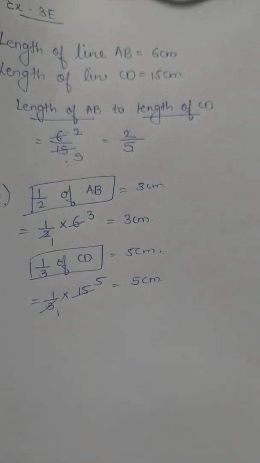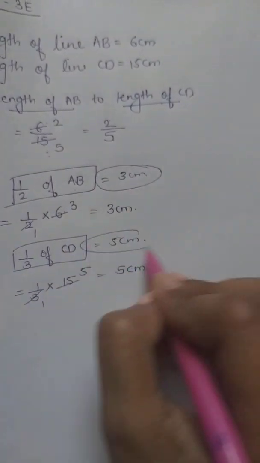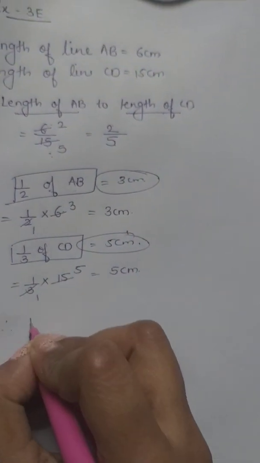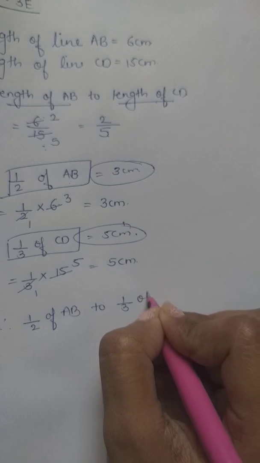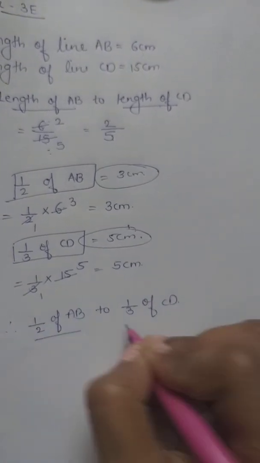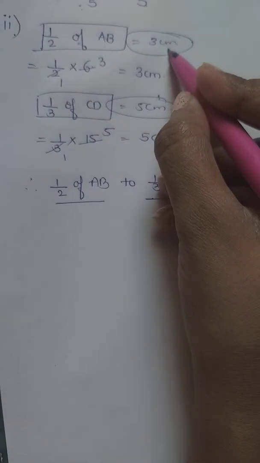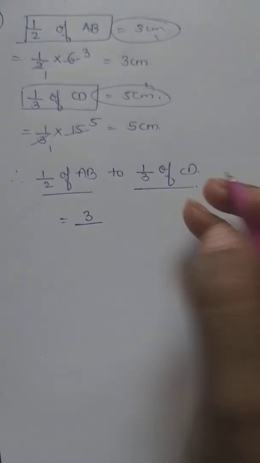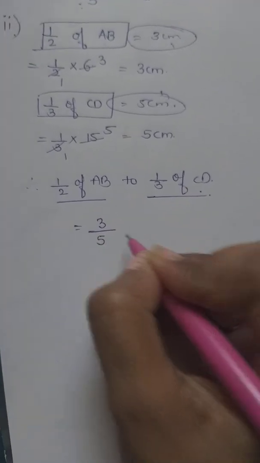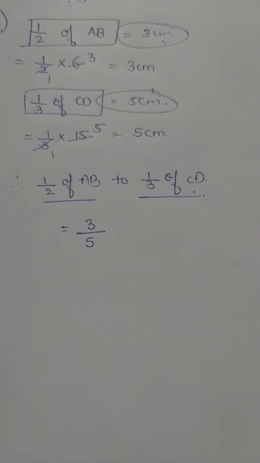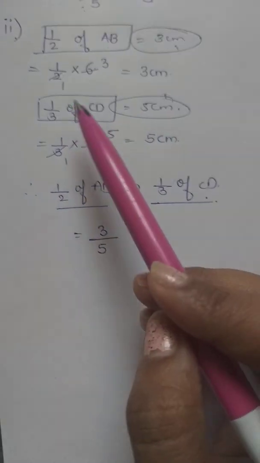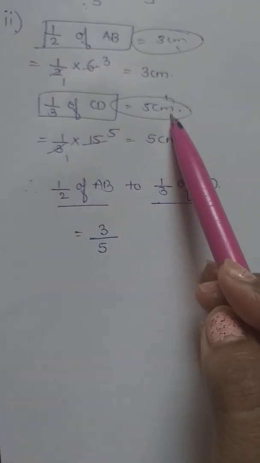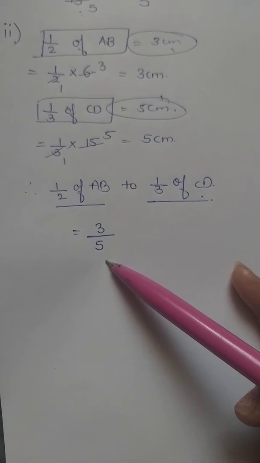Is it clear? What is given in the question? We have to write half of AB to 1/3 of CD, numerator to denominator. What is the numerator here? Half of AB, that is 3 centimeter. 1/3 of CD, that is 5. So the answer is 3 by 5. Firstly I find half of AB, 3 centimeter, and 1/3 of CD, 5 centimeter, then write 3 by 5.